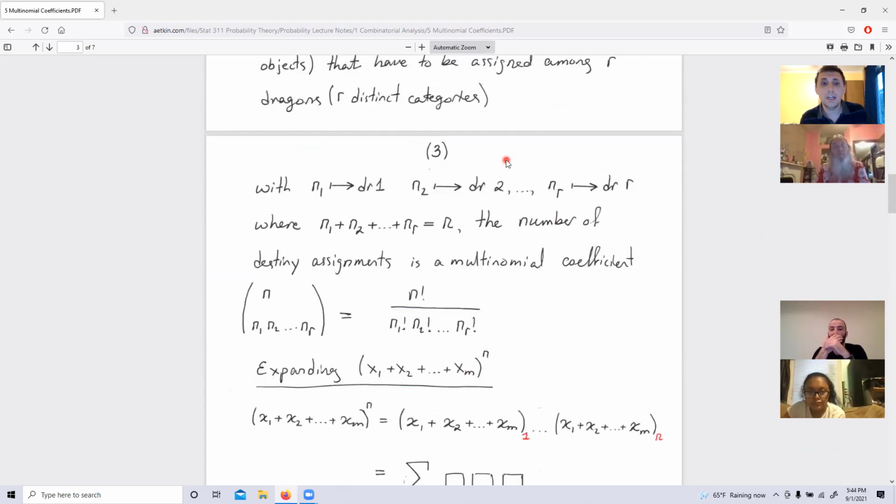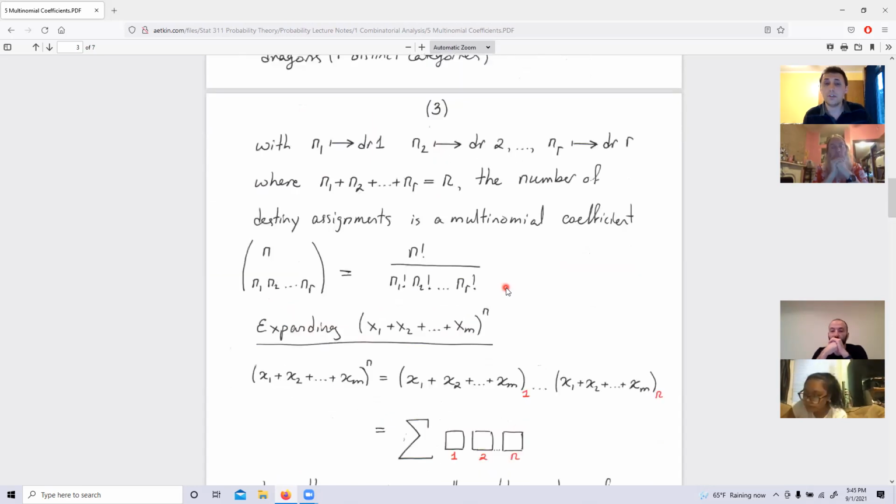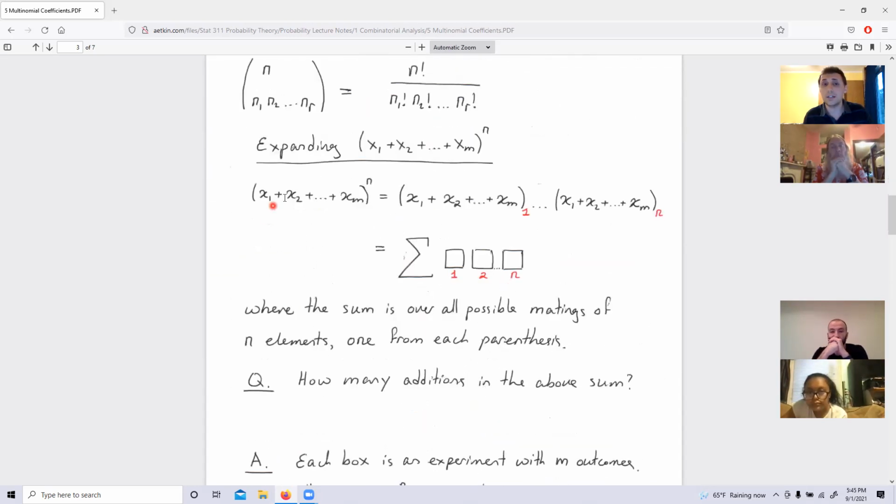So in general, if we have R distinct destinies and N distinct objects, where destiny number 1 requires N1 objects, destiny number 2 requires N2 objects, and so forth, where, of course, the sum of the objects for each destiny equals the total number of objects to be distributed, then this multinomial coefficient is the same as N factorial divided by N1 factorial, N2 factorial, all the way to N sub R factorial. So this immediately allows us to, for instance, understand what happens when we expand a multinomial.